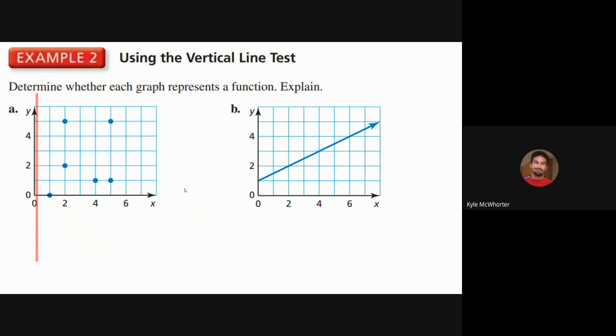So for part A, you're going to visualize a vertical line passing over the graph, and you're going to look for any spots where a vertical line would touch 2 points at the same time. There were a couple of spots right here and right here. For A, the input 2 is being mapped to 2 different outputs, 2 and 5. So you would have 2, 5 and 2, 2, right? This point right here is 2, 5. This point right here is 2, 2. And there you can see that you have the input 2 being mapped to 2 different outputs. So that's not a function.